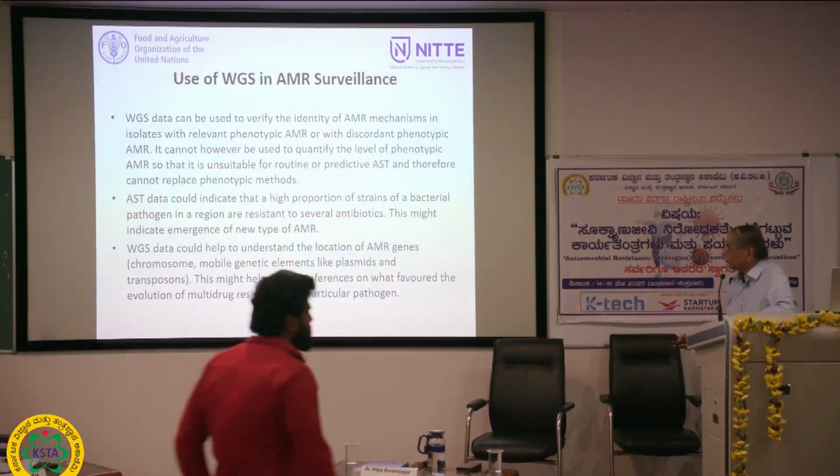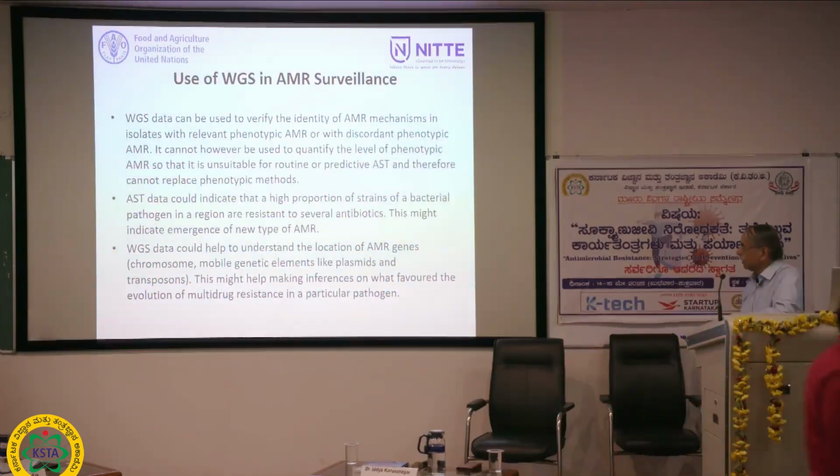AST data could indicate that a high proportion of strains of a bacterial pathogen in a region are resistant to several antibiotics. So this may indicate emergence of a new type of AMR. And the whole genome sequence data can help to understand the location of AMR genes, so where it is present, in mobile genetic elements or plasmids or transposons. So this may help in making inferences on what favored the evolution of this organism.